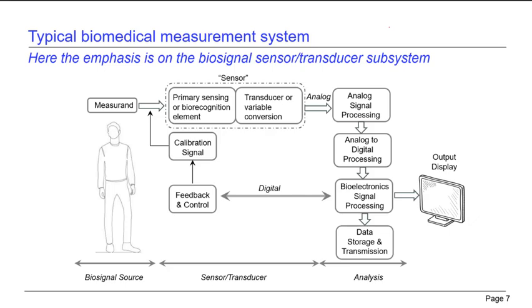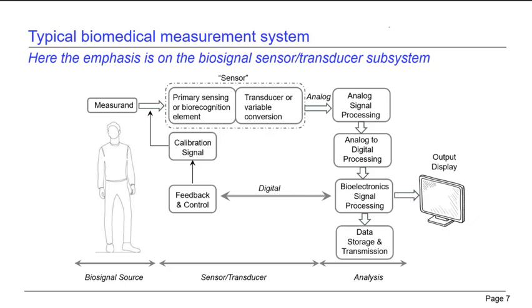The figure presented is a flowchart illustrating the typical components of a biomedical measurement system. The primary emphasis is on the biosignal sensor and transducer subsystem, which plays a critical role in detecting and converting physiologic signals into measurable electrical output.